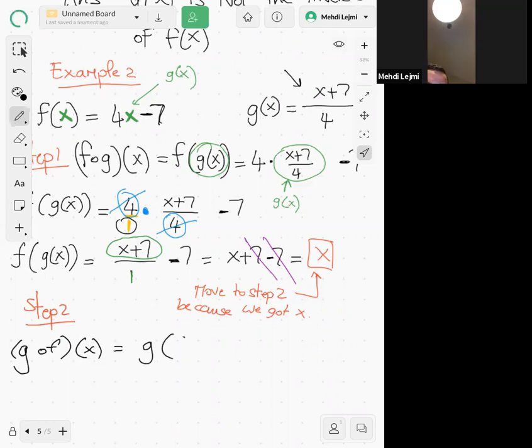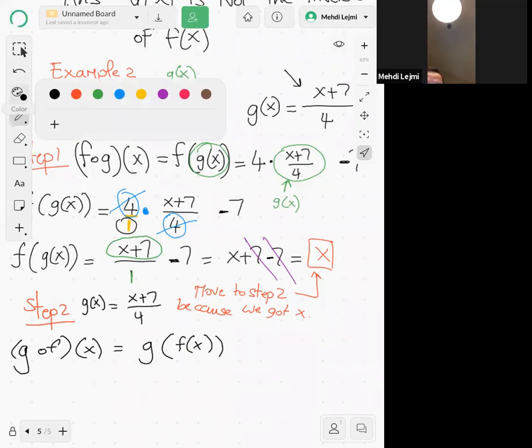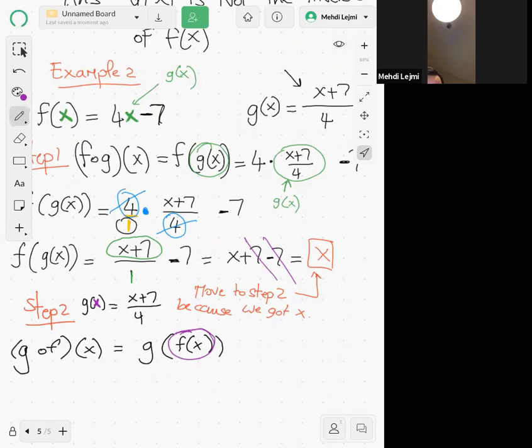So this is g of f of x. Now let me just write down here for you guys. g of x was x plus 7 over 4, right? That's my g of x. And what we need to do is substitute this x with f of x. This x now becomes f of x. So there's an x here in the top, and this x becomes f.